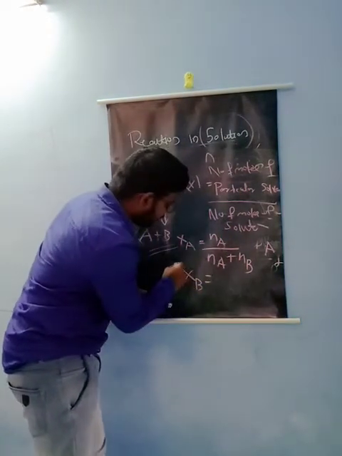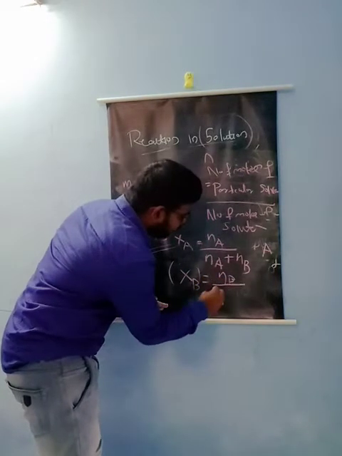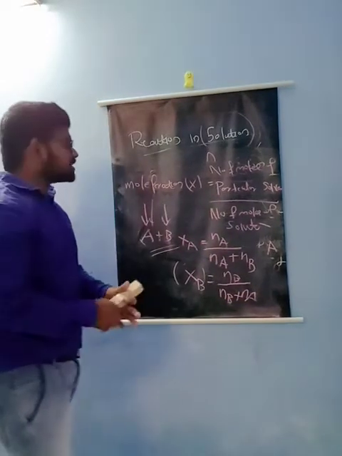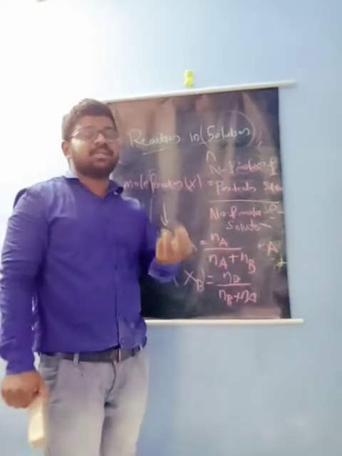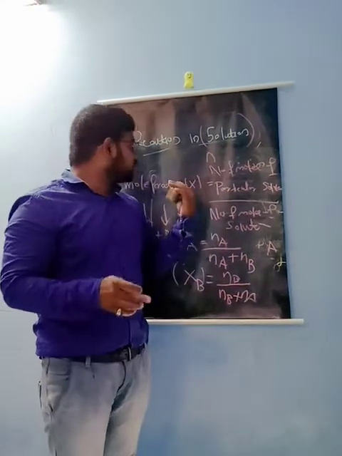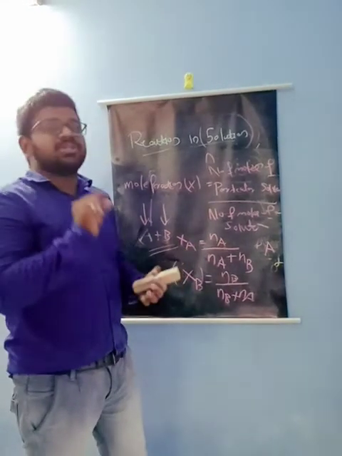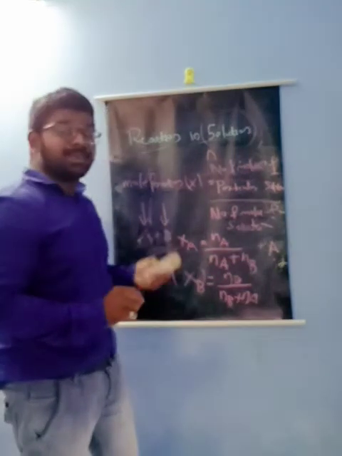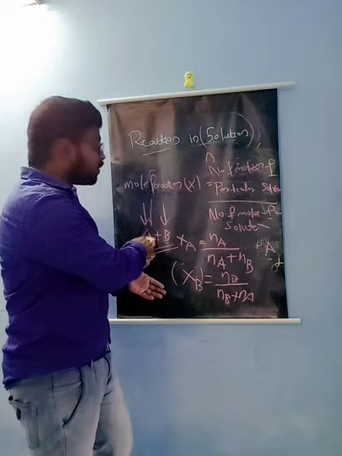So XB is equal to NB divided by NB plus NA. Here the discussion is about, if we have one mole of solute present in a solution, we have to determine the mole fraction of a particular solute. The term is particular solute. We have A and B solutes. So here we have to calculate the mole fraction of A.